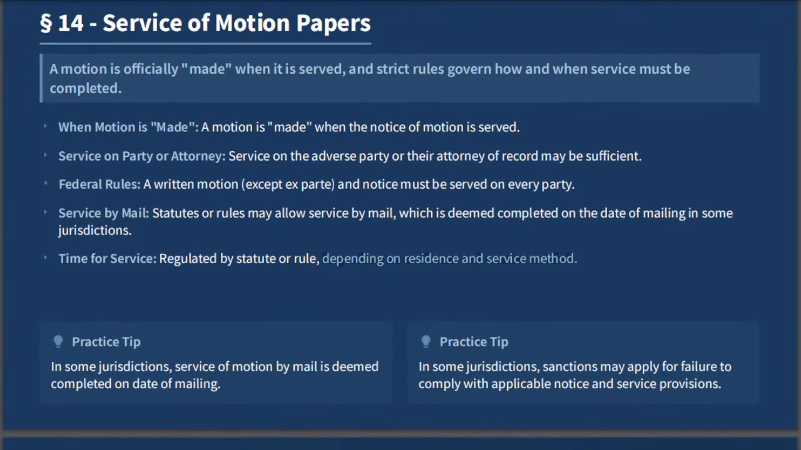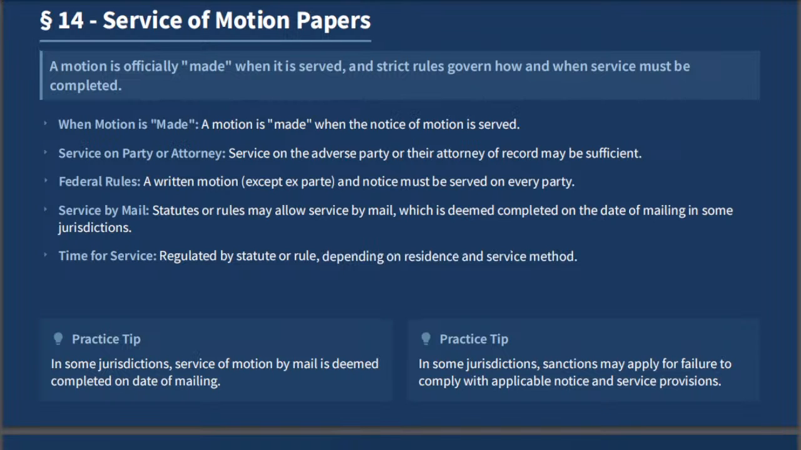Our practice tip here for service of motion in some jurisdictions: service of motion by mail is deemed completed on the date of mailing. So there it is. And a practice tip: in some jurisdictions, sanctions may apply for failure to comply with applicable notice and service provisions. So you get sanctions if you don't follow these service provisions here.